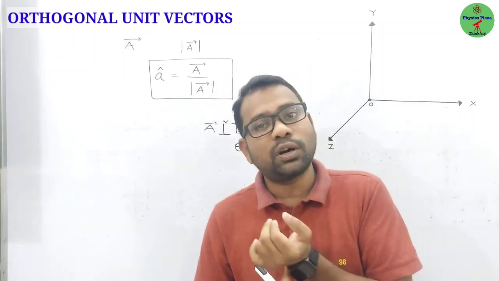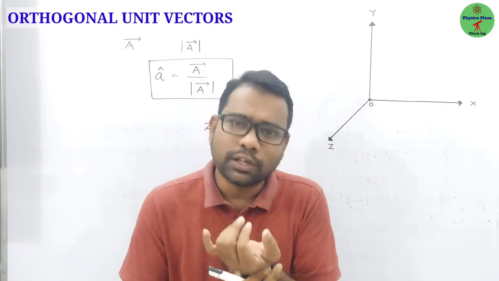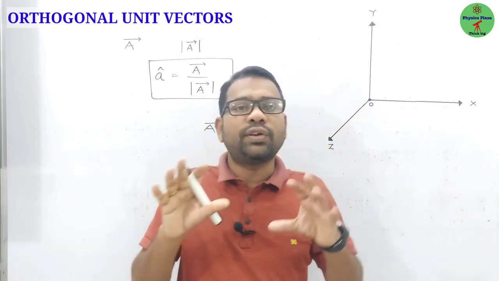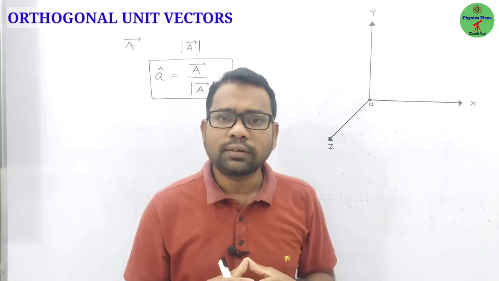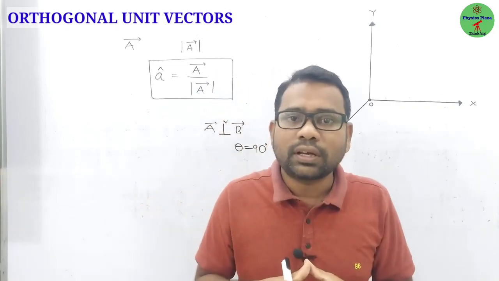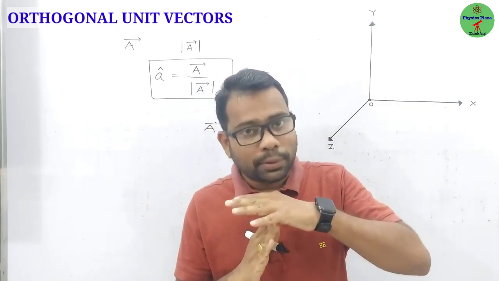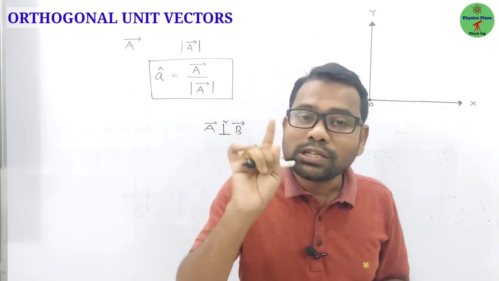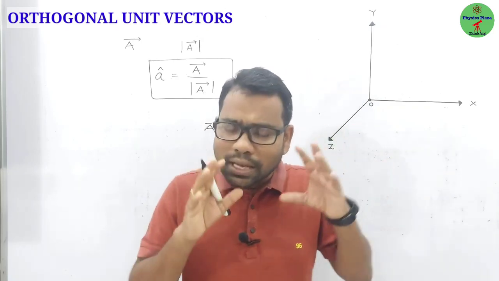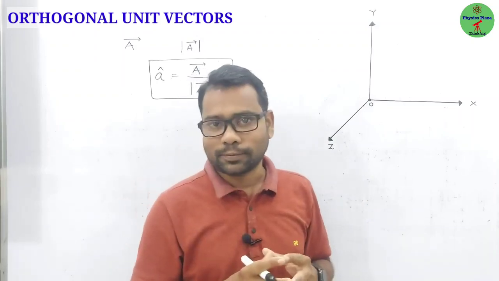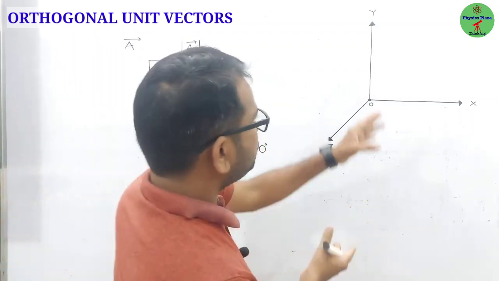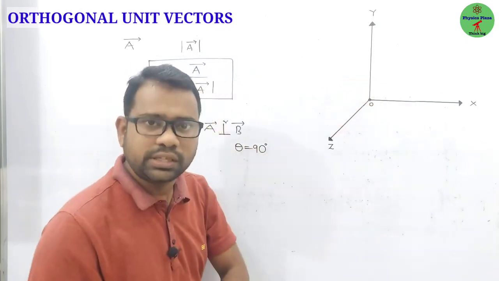And unit vector means the vector with unit magnitude. But now our discussion is orthogonal unit vectors, which means those vectors should be mutually perpendicular to each other and they should have magnitude 1 only. So let us consider such vectors. Okay, children, here is a Cartesian form, x axis, y axis, z axis. It's 3-dimensional, right?